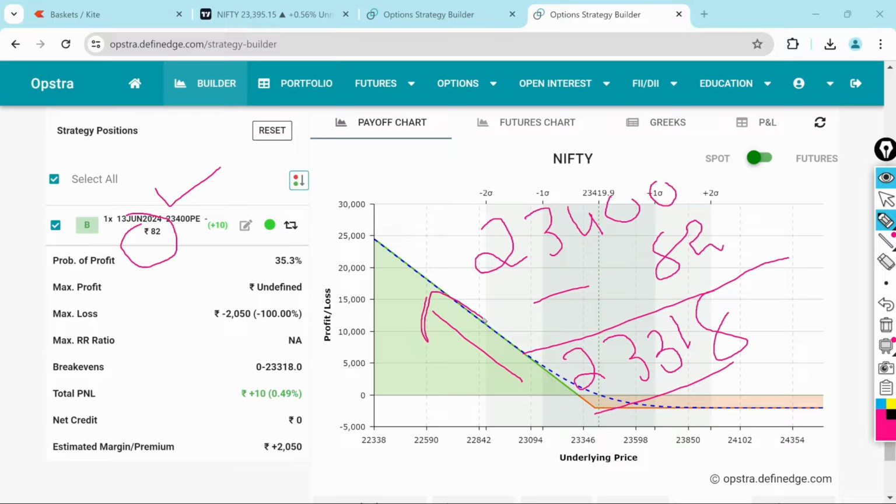The option buyer, those who bought the put option of 23,400 strike, will make a profit if the market goes below 23,318. If the market expires exactly at this point, 23,318, then they won't make any money, and neither will they lose money. Anything above that, they will lose the money.